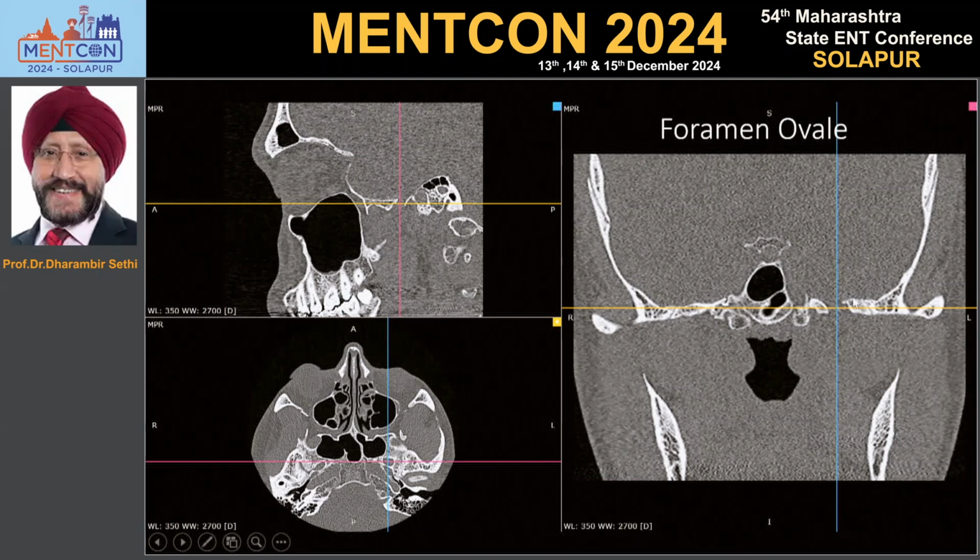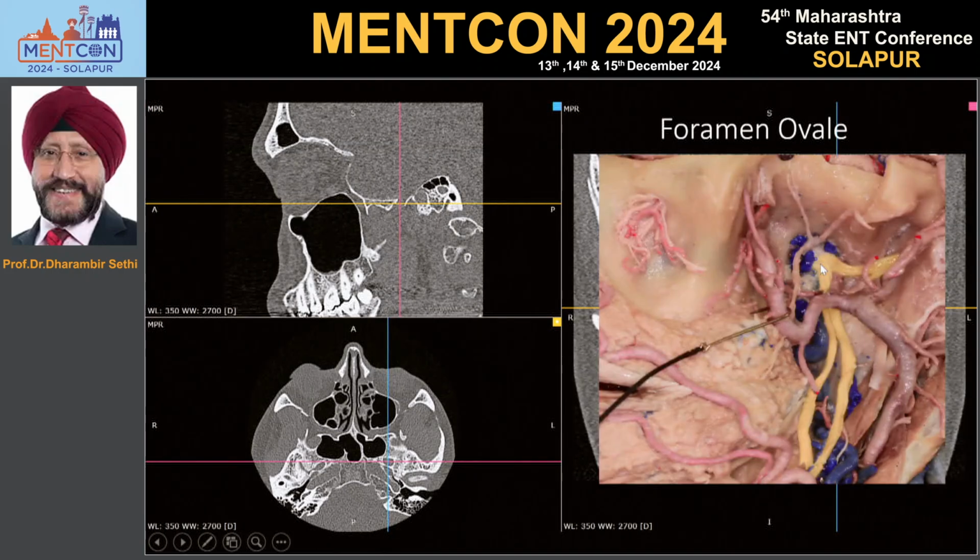V3 basically has two divisions, the anterior division and the posterior division. The anterior division supplies the motor, whereas the only sensory branch of the anterior division is the buccal nerve. The posterior division is mainly sensory, and there are three branches right there. This is the auriculotemporal nerve, and that is the lingual. The most medial is lingual, and the most lateral is the auriculotemporal, and this is the inferior alveolar nerve that comes in, along with the internal maxillary artery in the infratemporal fossa.